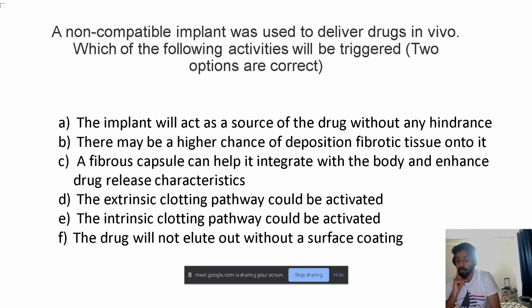The extrinsic clotting pathway could be activated. Okay. So, do you guys remember what the clotting pathway is?